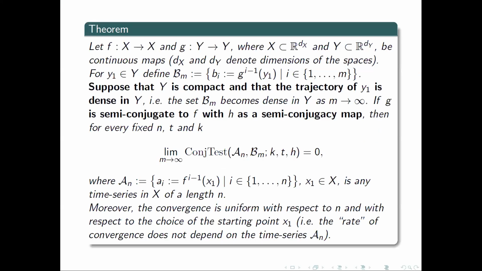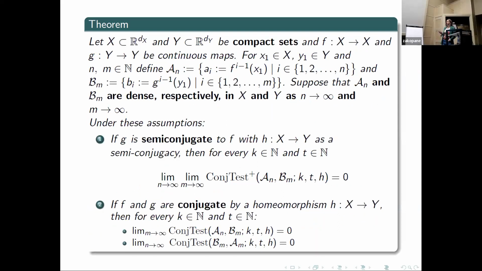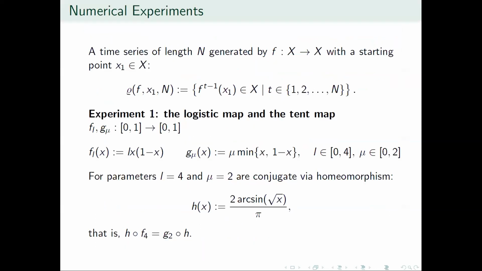As I really do not have much time, let me just mention that we prove convergence results for this test. If you are conjugate or semi-conjugate, then under not so strict assumptions, you obtain low values of this test. So small values of this test should be taken as a hint that there is a chance that you are really conjugate or semi-conjugate. However, if you obtain large values of this test, then it means that our time series differ significantly in a quantitative way.